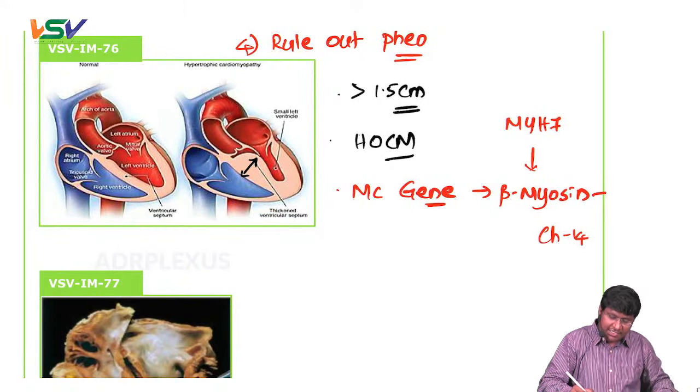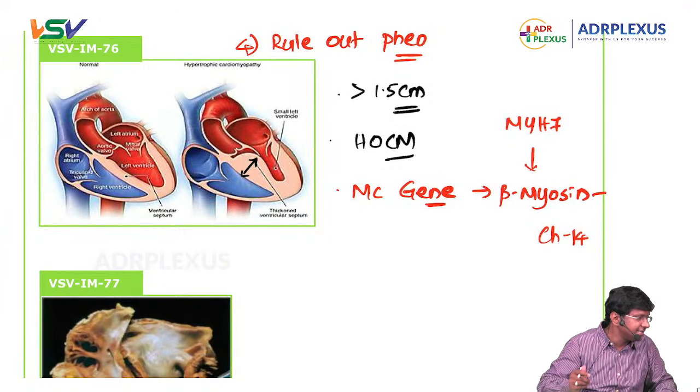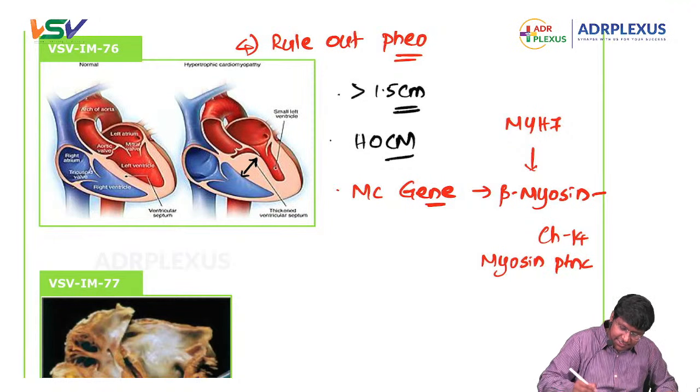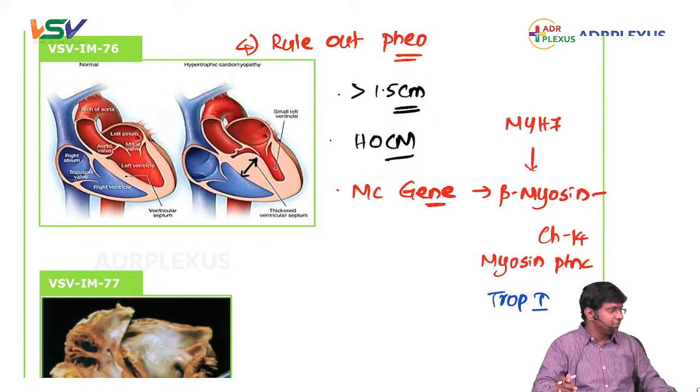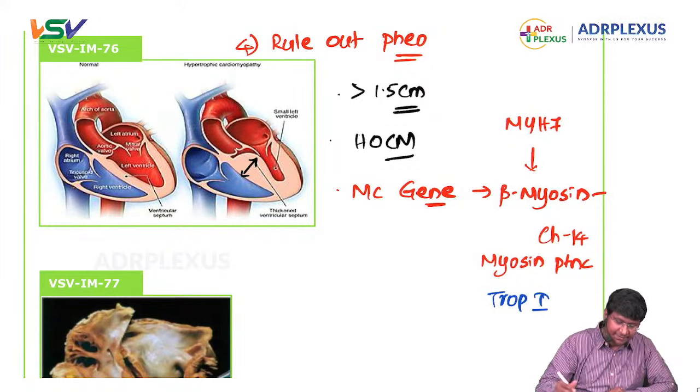And what are the other proteins that are defective? Right, that is myosin binding protein C, and the other one is troponin I. Okay, so these are the genes which are defective for the development of hypertrophic cardiomyopathy, right?